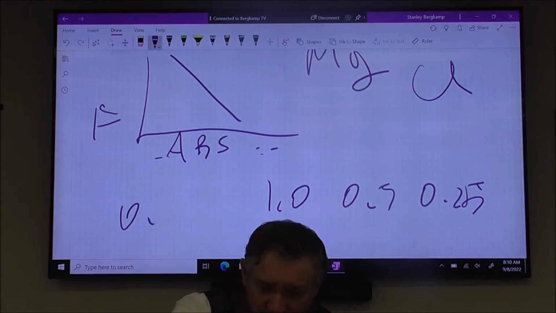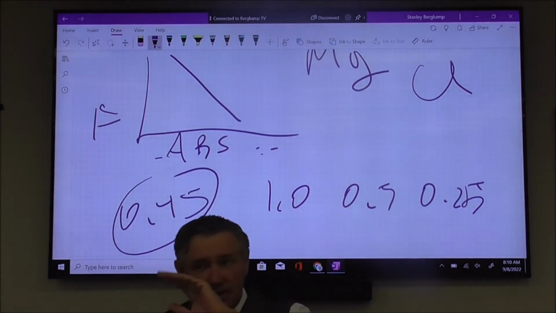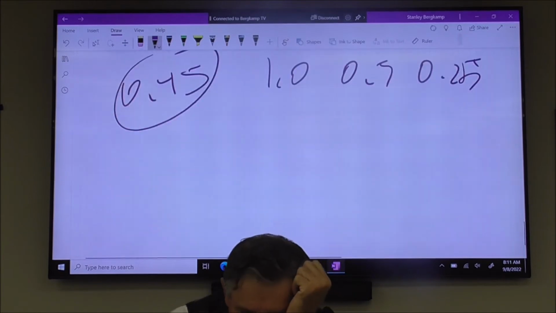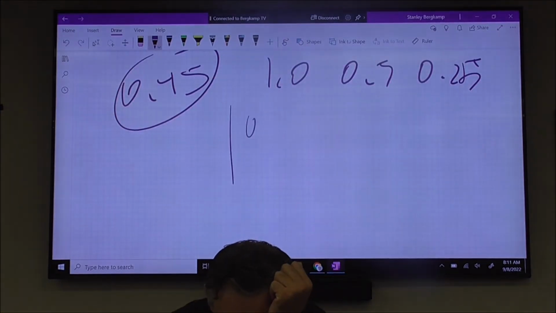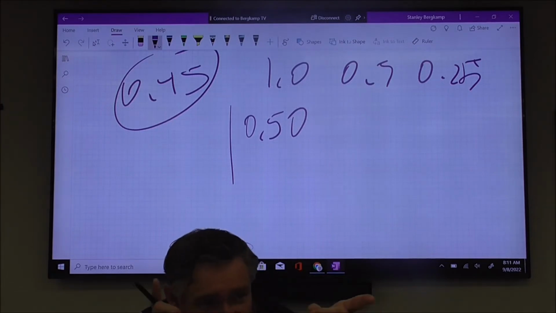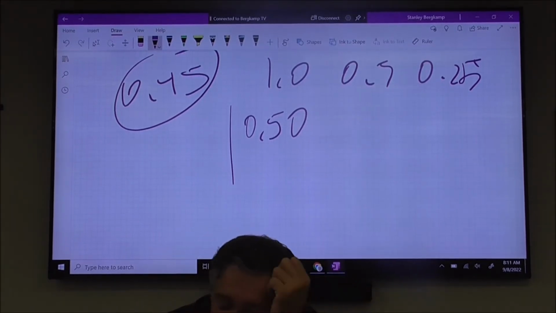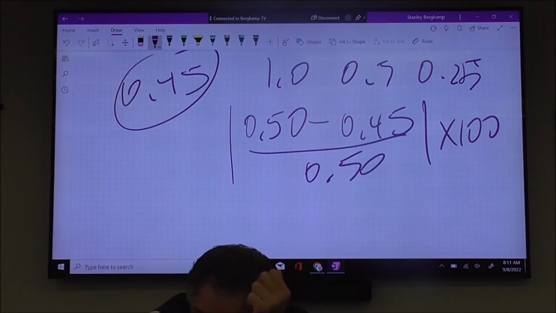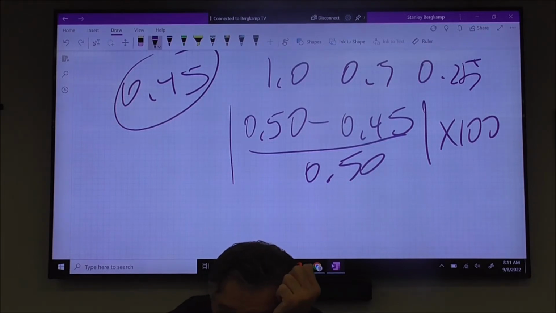0.45. Okay. So if I'm Emma and I'm going to show this calculation of experimental error, this is what I would expect to see. First off, this is an absolute value. So it's your theoretical, what it should be reading, 0.5. Who's the group that got them all spot on? You guys, that was amazing. So anyway, you can take 0.5 minus 0.45 divided by 0.50 and then times 100. So you're going to get like 5% or whatever that is.